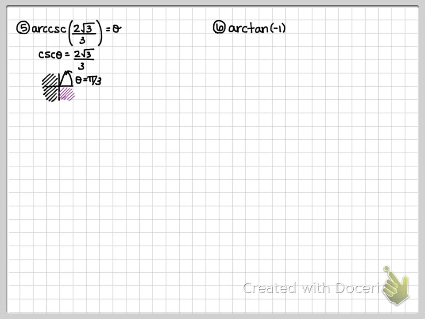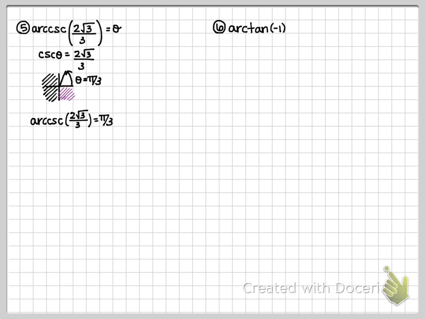All right, so my question. I've got arc cosecant of 2√3/3, and my angle was pi/3.